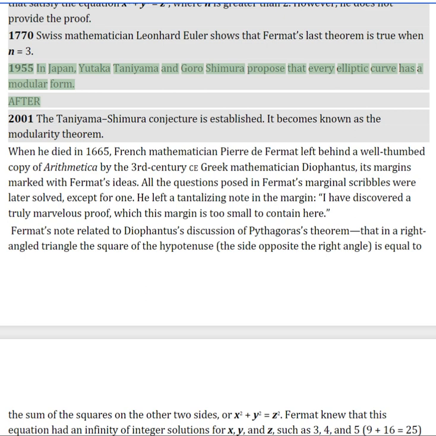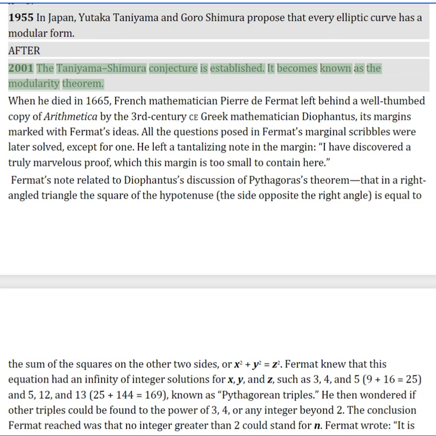After 2001, the Taniyama-Shimura conjecture is established. It becomes known as the modularity theorem.